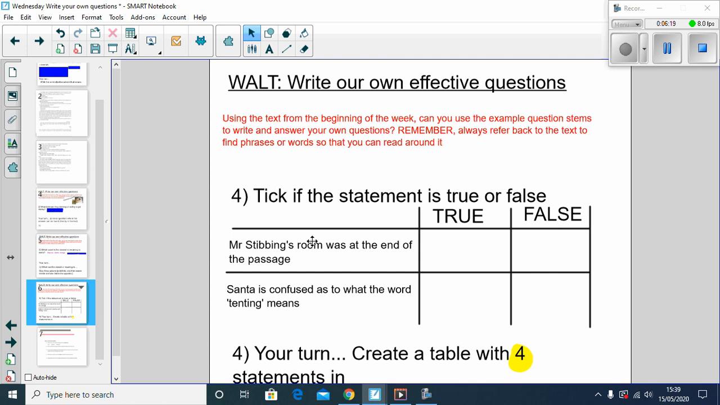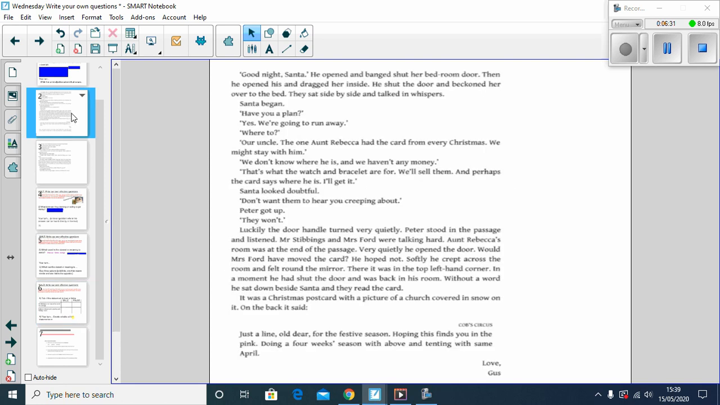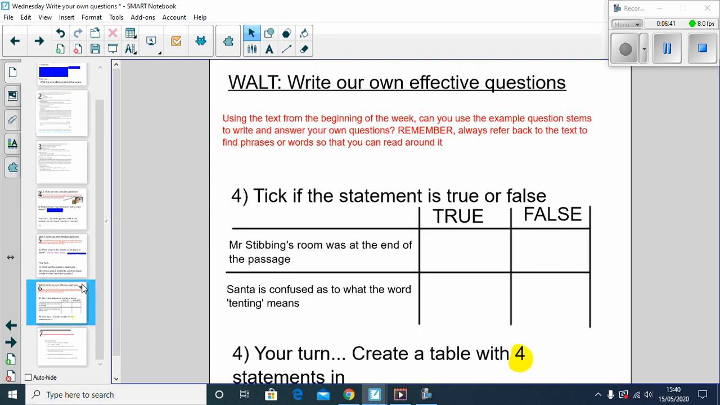Now for this question, you're finding information in the text. Could say facts or things that happen in the text. So what information do I know from the text? Well, I know it says here Aunt Rebecca's room was at the end of the passage, so I'm going to use that statement. However, I want to make this statement false. So rather than Aunt Rebecca, I'm going to put somebody else that's in the text. So I've changed it to Mr. Stibbins' room was at the end of the passage.